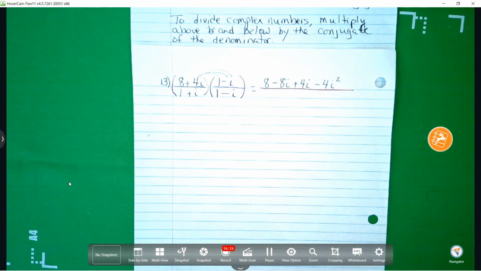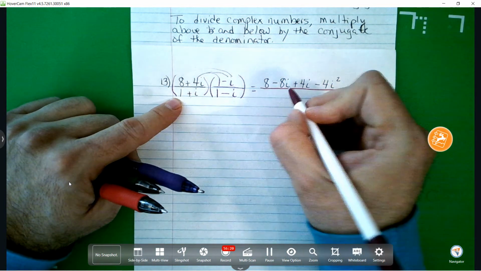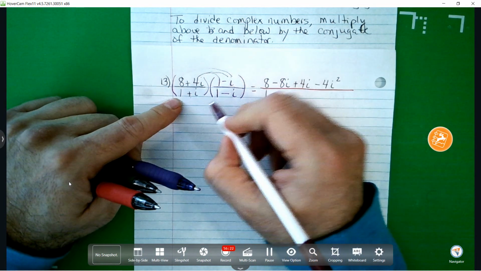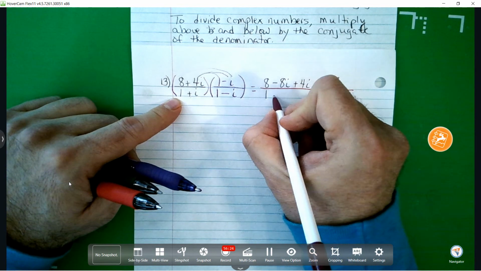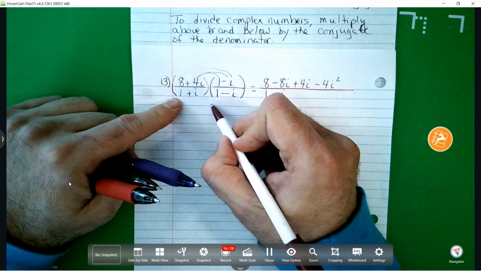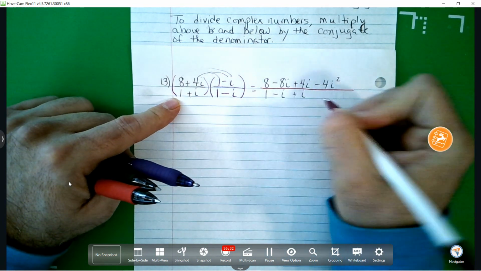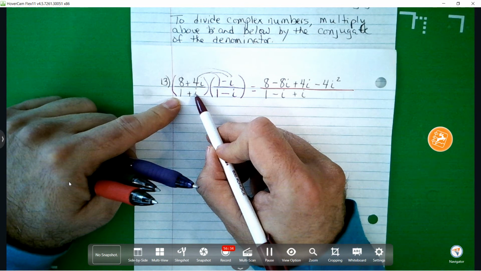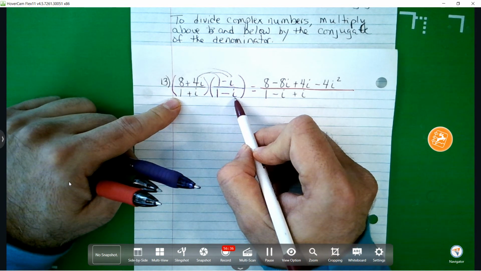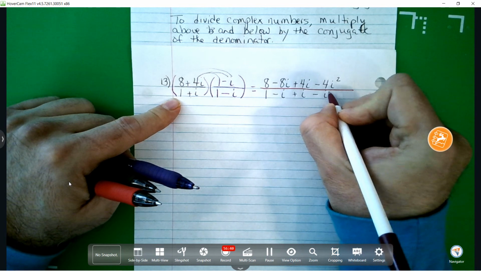Now, foiling the bottom. 1 times 1 is 1. Then a minus 1i, I'll just say minus i. i times 1 would just be a 1i or i. And then i times a negative i would be a negative i squared.